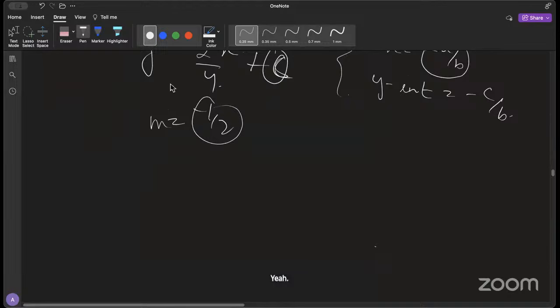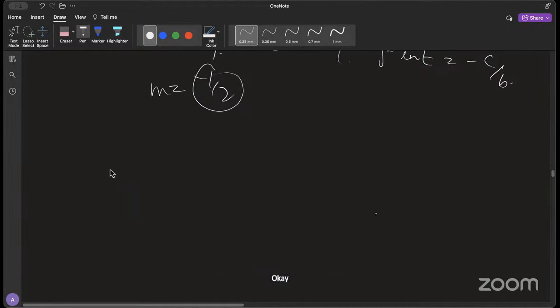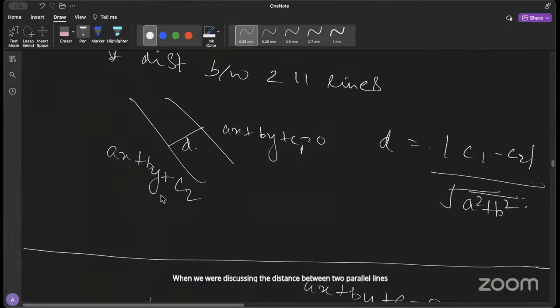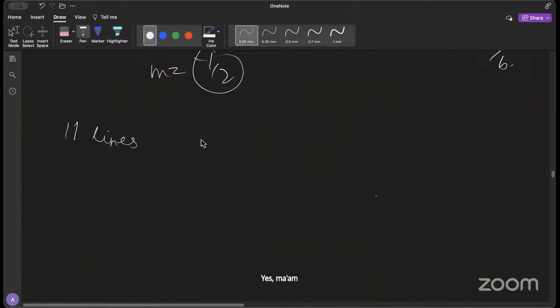Equation of parallel and perpendicular lines in general form. I think we have already discussed the parallel lines one, when we were discussing the distance between two parallel lines, right? This is the general form. So parallel lines are where your slopes have to be equal.